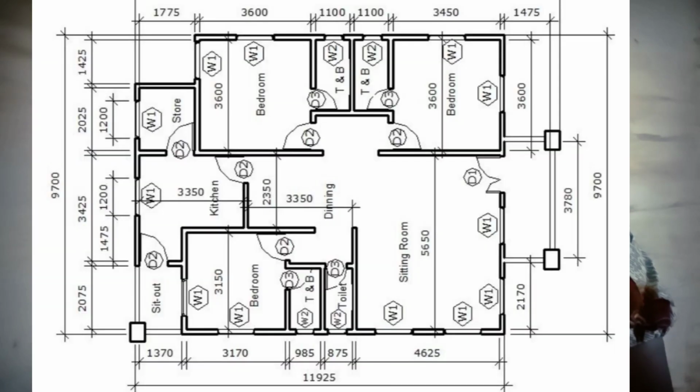So we are going to break this video into stages, the way we do it when we are talking about building: from foundation to DPC, from DPC to lintel, from lintel to roofing level, the overhead level. So that is how we are going to do it, starting from foundation to DPC. Remember, I said a 3-bedroom flat, and this flat consists of a sitting room, 3 bedrooms, all ensuite, a visitor's toilet, a dining, a kitchen, a store, and a sit-out area.